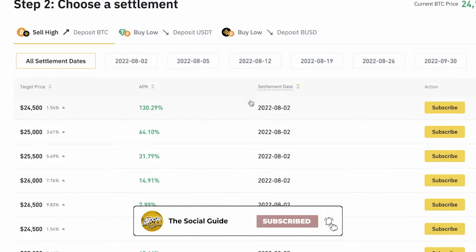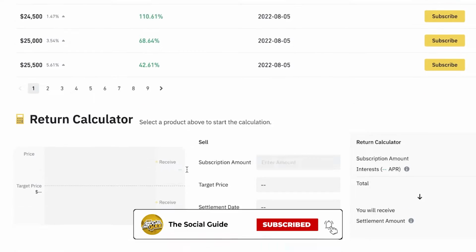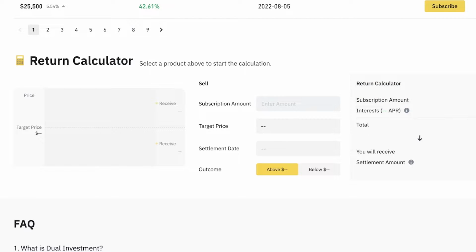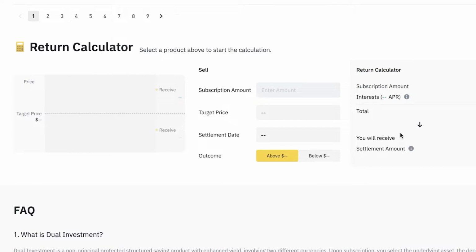You can see there are some settlement dates already available, but if you scroll down, you have your return calculator. So let's say you want to do an above price trade, and you enter a certain subscription amount. The subscription amount will also incur interest. Interest is the subscription amount multiplied by the APR multiplied by the deposit period, divided by the total number of days. After that you will have your settlement amount, which is the subscription amount plus interest, or added to the target price.